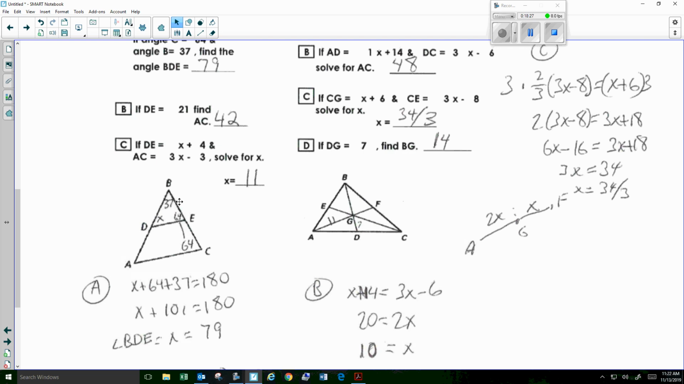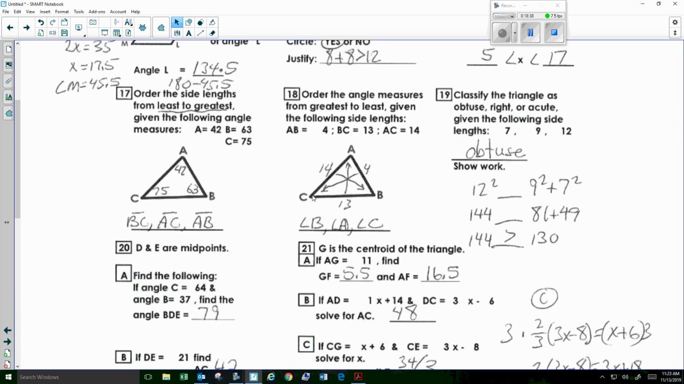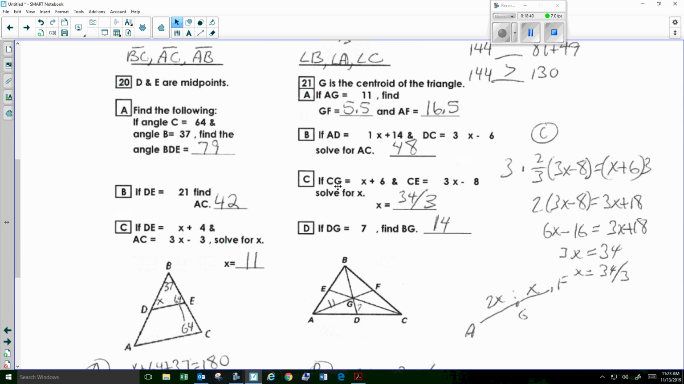11 plus 4 is 15. So that means this must be 30. 3 times 11 is 33, minus 3 is 30. So you should know that you got it right by checking it, plugging it back in. All right, number 21, last one.